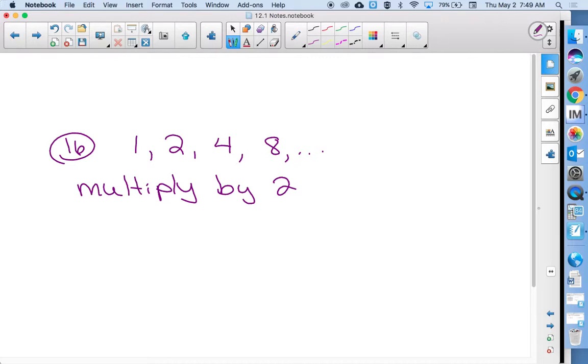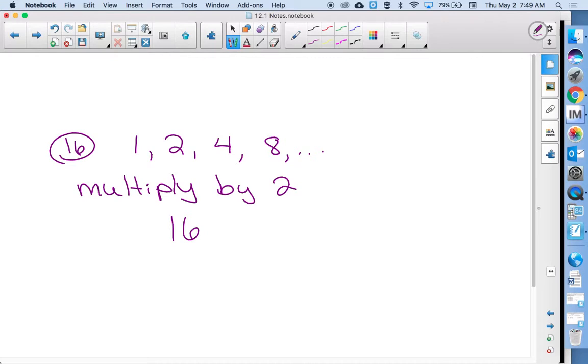So double the last number, multiply by 2 to get to the next number. Mackenzie, what would the 5th term be then? 16. Okay, so multiplying by 2, doubling the last number, we get 16 because you're doubling 8. What would the rule be for the sequence?